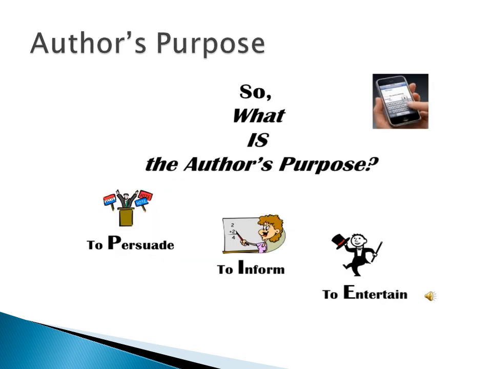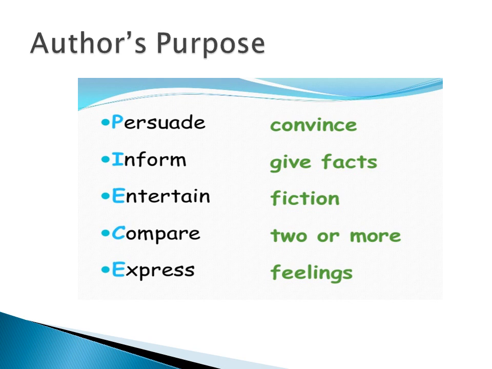So, what is the author's purpose again? It's the PIE: to persuade, to inform, and to entertain. The PIE is the reason why the author comes to write something. Persuade means to convince, inform means to give facts, entertain is for fiction, compare means two or more, and express means to share feelings.